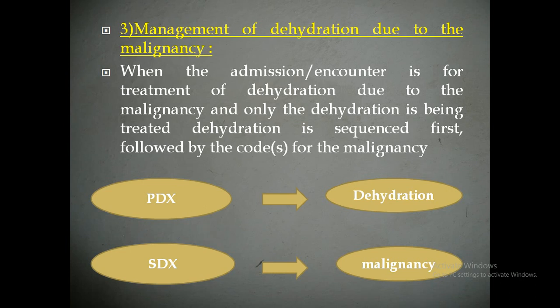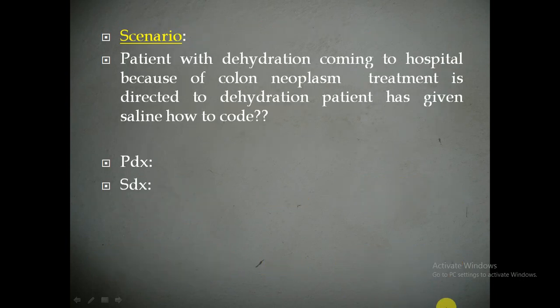So we will see the remaining guidelines. Management of dehydration due to the malignancy. So in the neoplasm patient will be getting dehydrated continuously. So when the patients are coming to the hospital because of the dehydration from the malignancy, how to code that we will see. So patient is coming for the treatment of the dehydration because of the malignancy, and the patient is receiving treatment only to the dehydration. So first we have to code the dehydration as the principal diagnosis and malignancy as the secondary diagnosis. Simple this one. So in order to understand clearly, we will see one scenario.